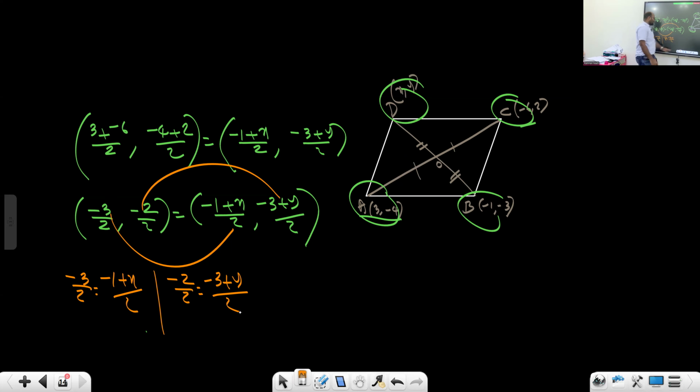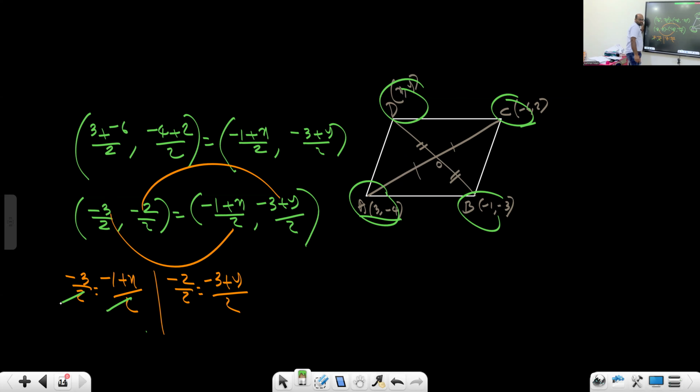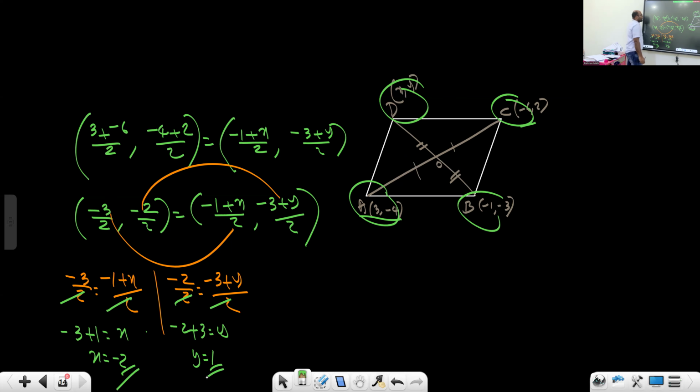We can directly cancel. This and this cancelled. This and this cancelled. Now simplify. Minus 3 plus 1 equal to x. What is x equal to? Minus 2. Minus 2 plus 3 equal to y. It is a very important question. So y equal to 1. What is the fourth vertex? Therefore D equal to minus 2 comma 1.